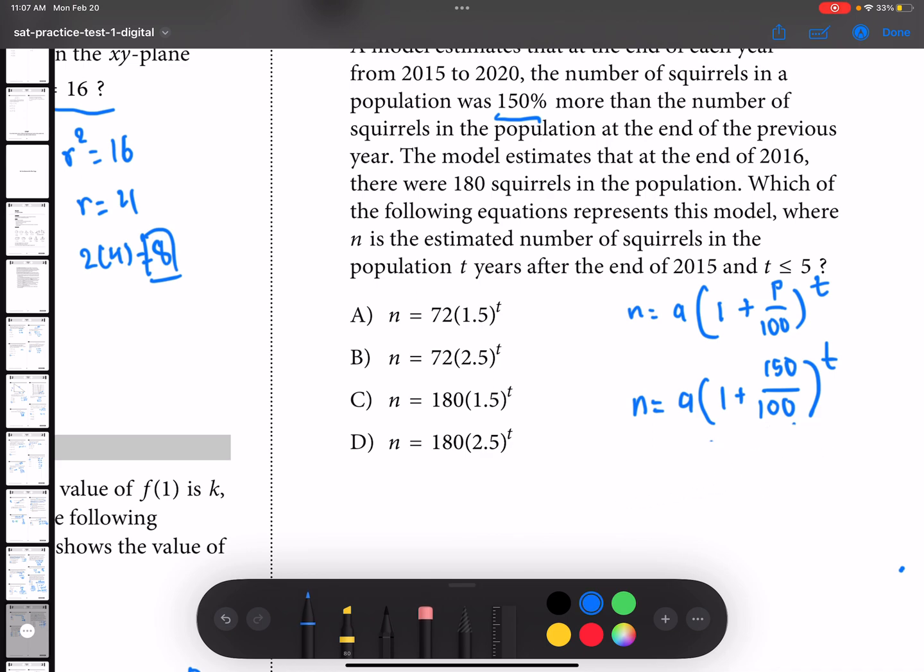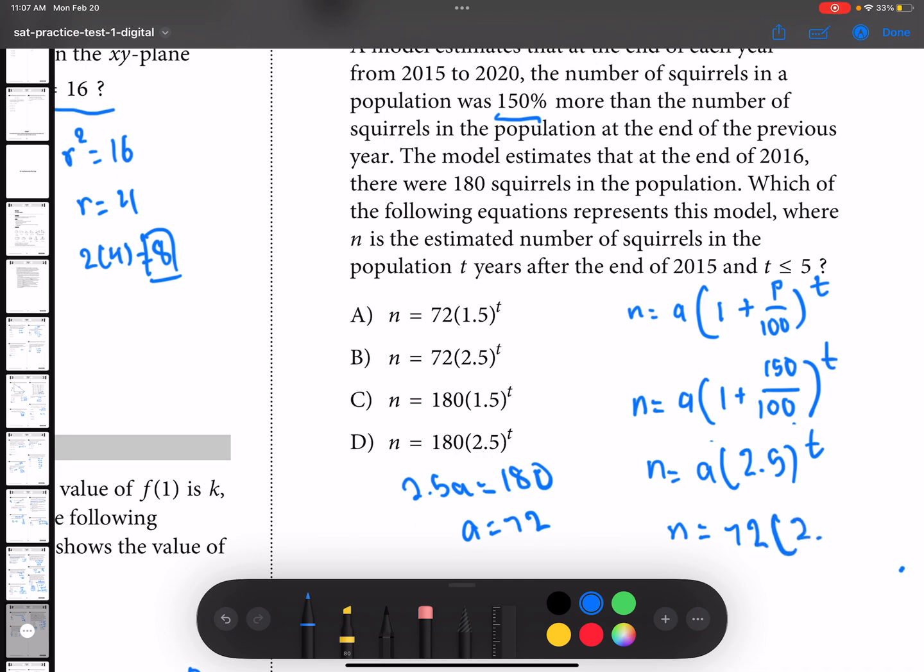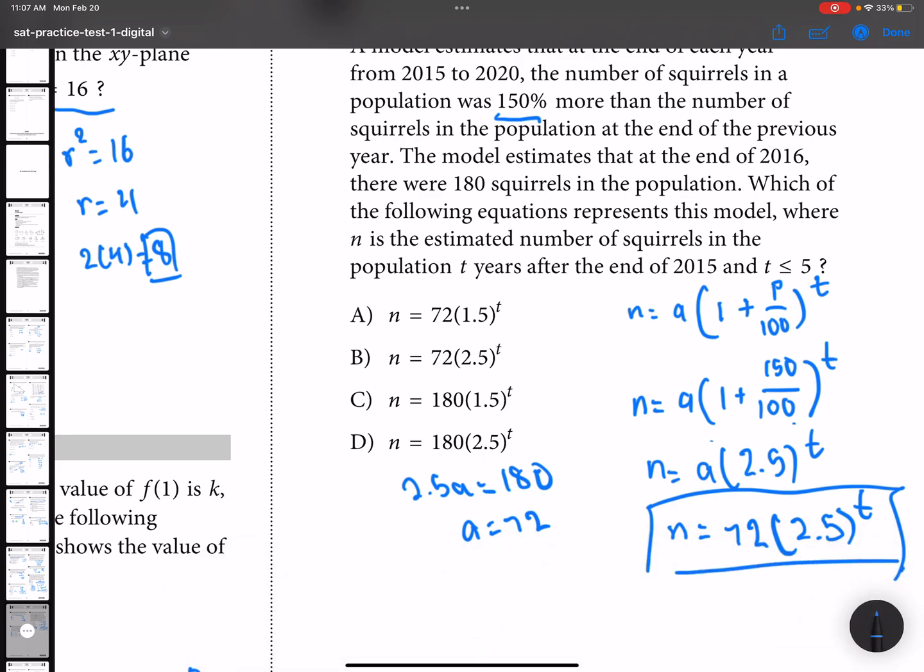So now that we add these, n is equal to a times 2.5 to the power of t. Now we're trying to find out what a is, basically. To find out what a is, we're going to do 2.5 times a. So now 2.5a is equal to 180. So that means a is equal to 72. So n is equal to 72 times 2.5 to the power of t. So that's our equation. So that means that B is our answer. All right.